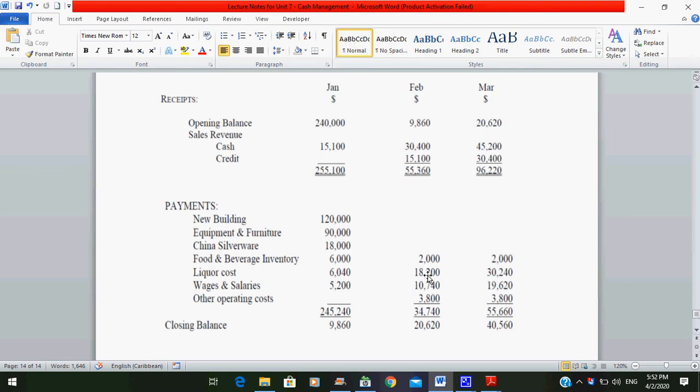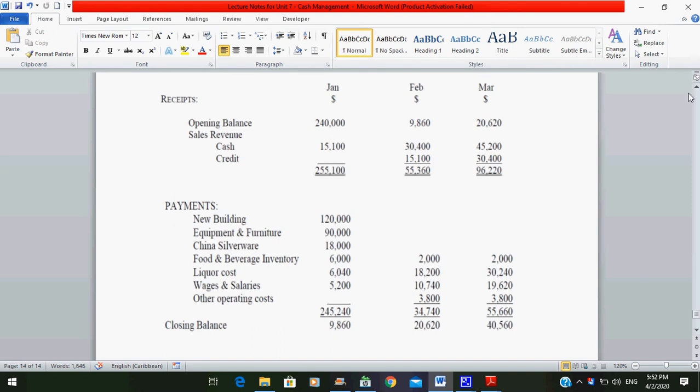Oh, we got 18,200 now. Remember now that for liquor costs, the January figure would have been halved. And you'd have 6,040 coming from January, which will be added to the 12,160 for February, which was the payment I made for February. So what you do now is add 12,160 plus 6,040. That will give you what? 18,200. Don't forget that. Alright?